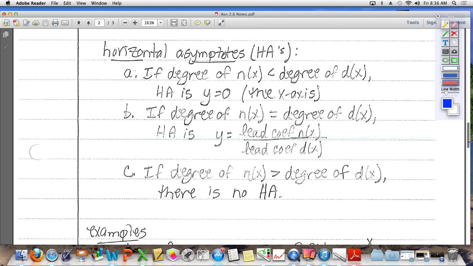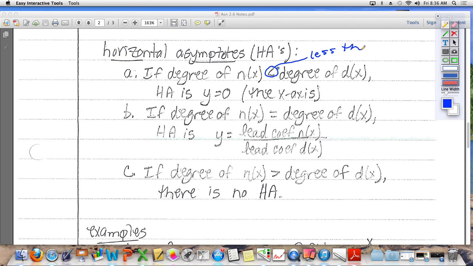The first situation says, if the degree of n of x, what does n of x mean? The numerator. If the degree of the numerator, what does this symbol right here mean? Is less than the degree of the denominator, there's going to be one horizontal asymptote, and that horizontal asymptote is going to be at y equals 0. Y equals 0 is the x-axis. Okay? And we will practice this.